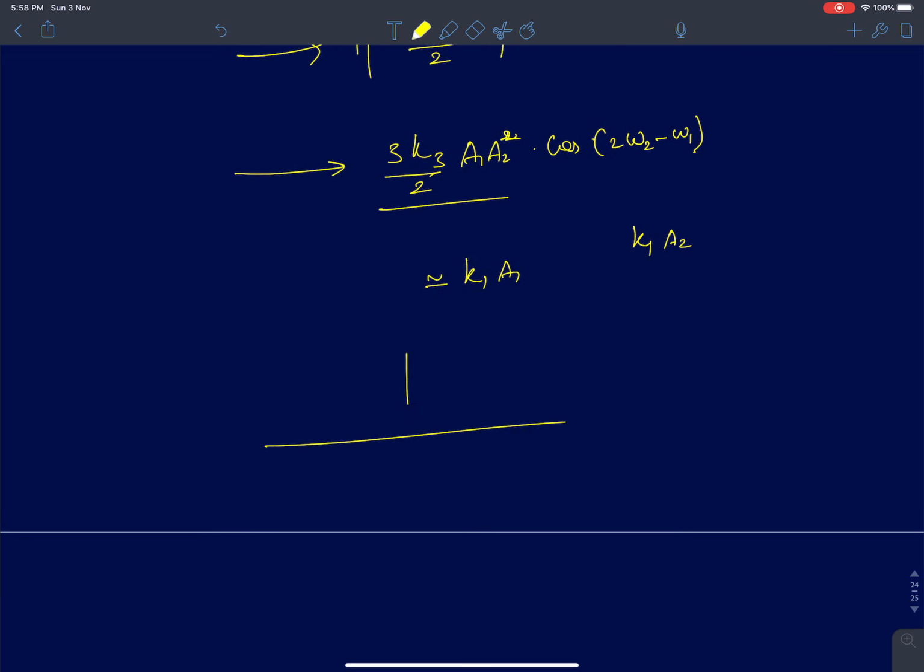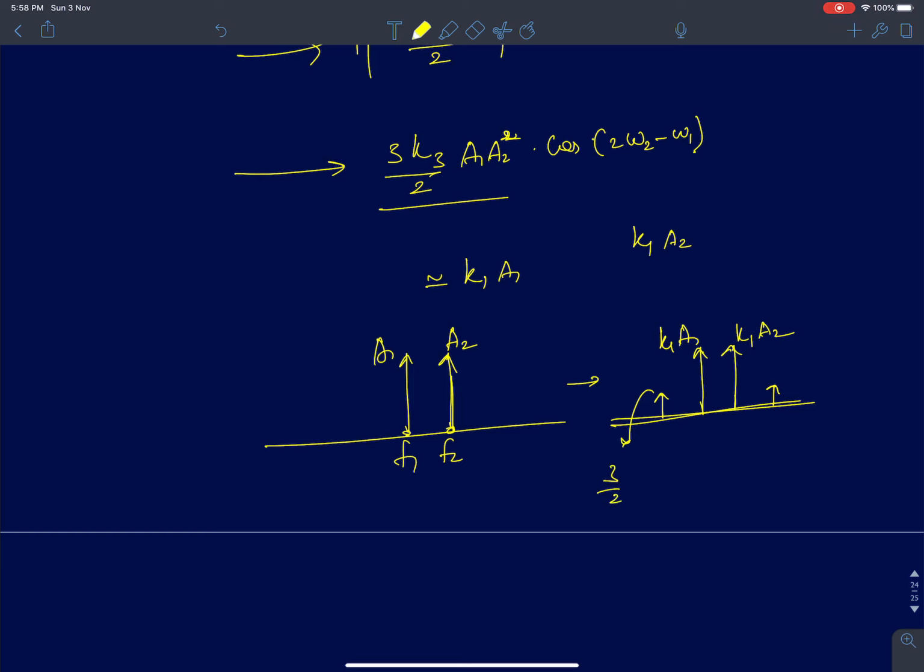If I plot the harmonics here, at the input I am going to feed these two signals at frequency f1 and f2 to the system, with amplitudes a1 and a2. At the output, I am going to receive a signal whose amplitude is k1 a1 and k1 a2, and the components on either side are going to be 3 by 2 k3 into a1 square a2 and 3 by 2 k3 into a1 a2 square. So this will be the strength of these terms.